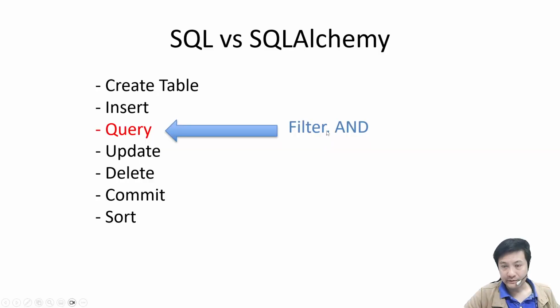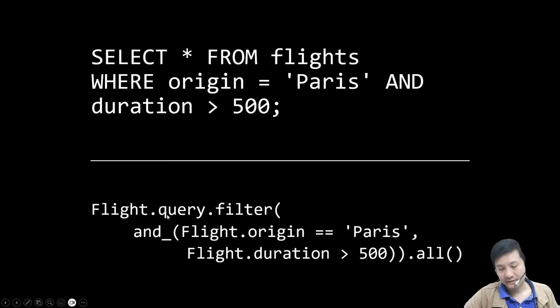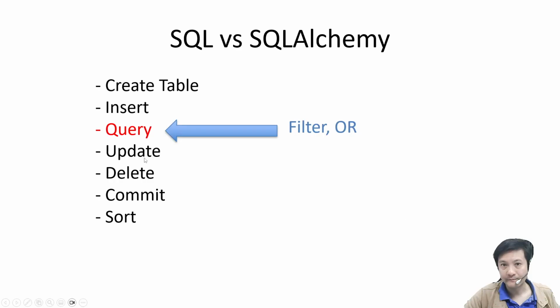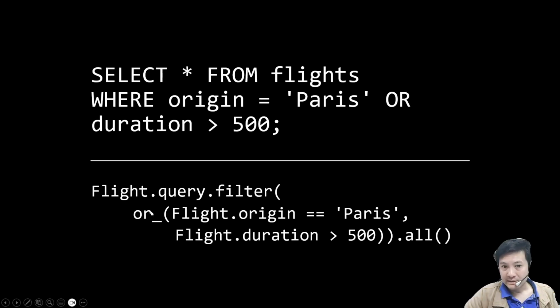And also we can do and or not everything. You just have the and operator. You just write two condition query here, just like before, about the origin of Paris, and then duration is longer than 500, and then get it out. And for or query, just replace the and here, become the or, and then you get the or query.